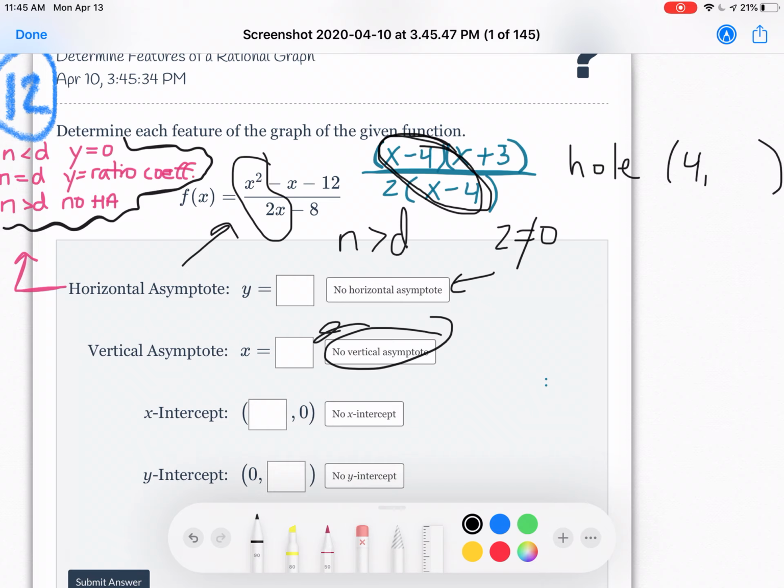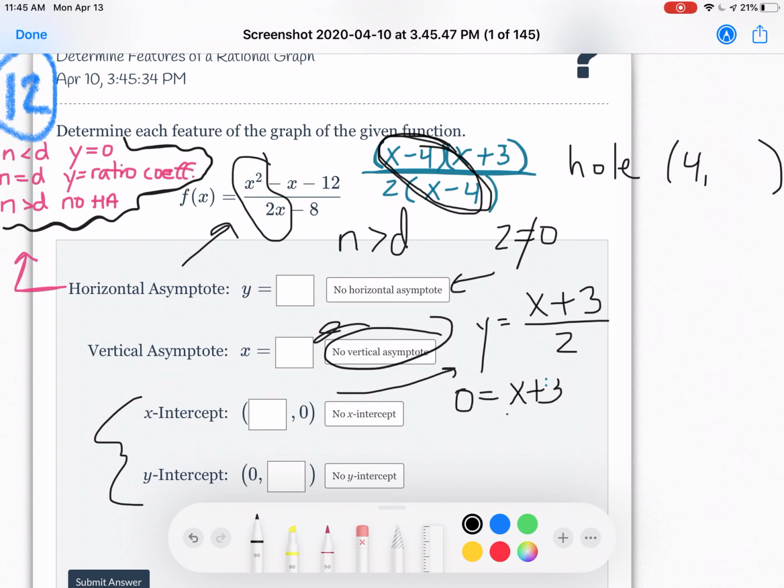All right, x-intercept. So remember, x-intercept is when we plug in y equals 0. Now, for these two parts, you're allowed to use the simplified version, so you might as well. So our simplified version is x plus 3 over 2. So let's use that. Okay, so x-intercept means plug in y is 0. I could put this over 1, cross multiply, right? We get x plus 3 equals 0. So we get x equals negative 3. Okay, so negative 3 would go right in there.